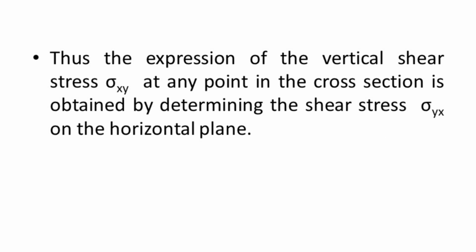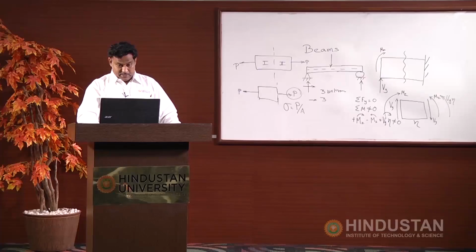Thus, the expression for the vertical shear stress sigma xy at any point in the cross section is obtained by determining the shear stress sigma yx on the horizontal plane. So, if you know the shear stress on the horizontal plane, I can find out the shear stress on the vertical plane. This is the procedure you follow in the derivation of the shearing stress. So, I have taken an I section which is symmetrical about one axis.